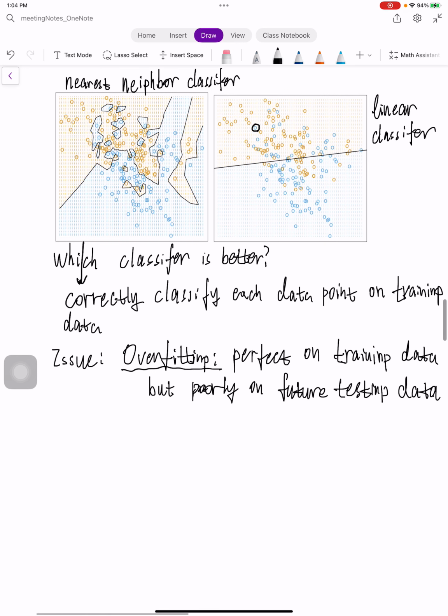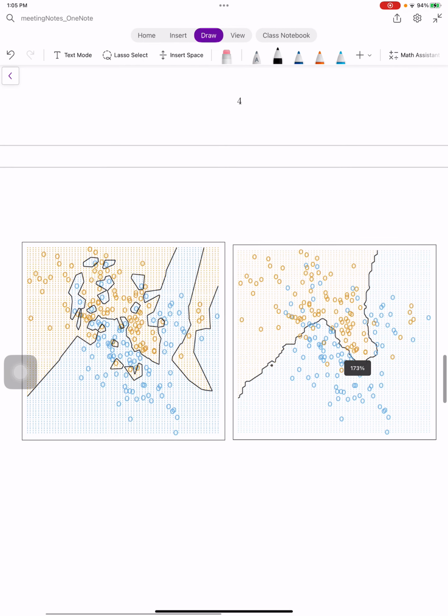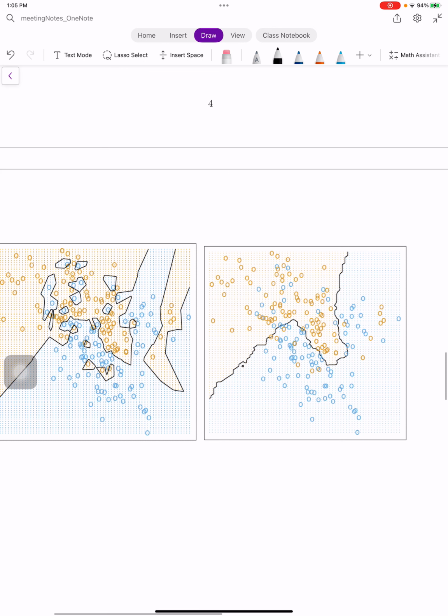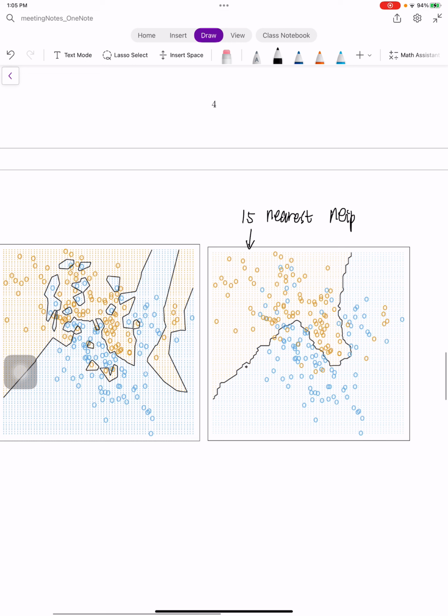Okay, let's see one more example here. The plot on the left is the same as the previous one, so it's the nearest neighbor classifier, okay? But on the other hand, this one is using the 15 nearest neighbor classifier.